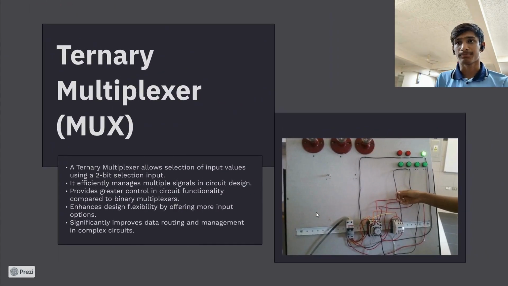Ternary multiplexer. It is also called MUX. A ternary multiplexer allows selection of input values using a 2-bit selection input. It efficiently manages multiple signals in circuit designs, provides greater control in circuit functionality compared to binary multiplexers, enhances design flexibility by offering more input options, and significantly improves data routing and management in complex circuits.